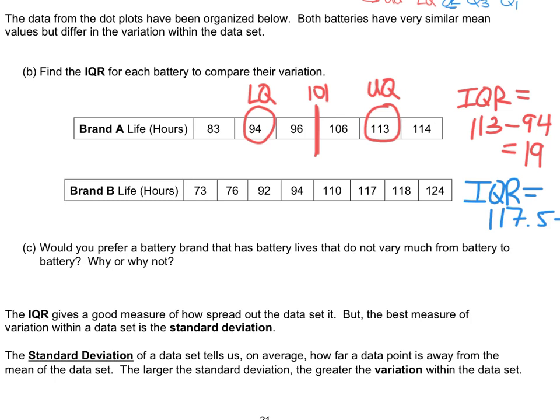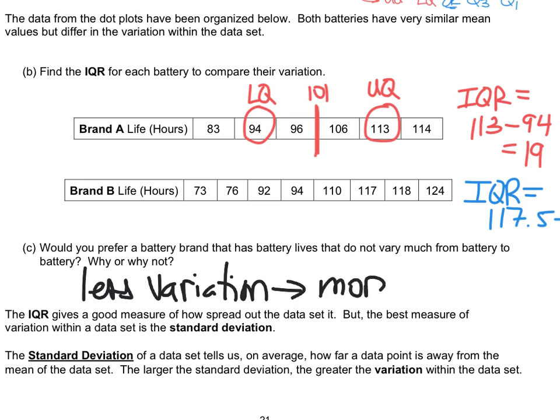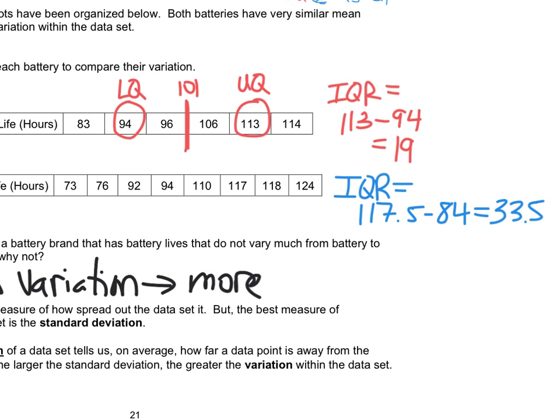So, would you prefer a battery brand that has lives that do not vary much? It's just worded weirdly. Why or why not? Less variation. More predictability. I see Haley's gonna get that one.